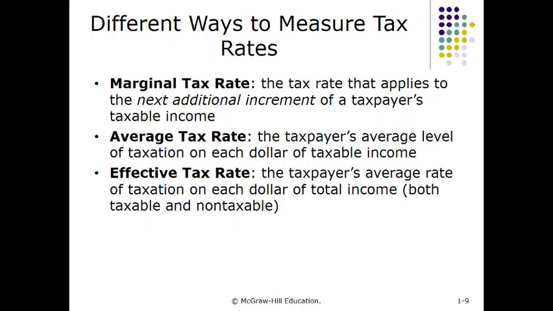Now, note that your marginal tax rate only changes when you move from one tax rate to another. So, if I'm in the 25% tax bracket and I receive an additional dollar that doesn't raise me into the next tax bracket, which would be at this moment 28%, my marginal rate on that extra dollar is still 25%.